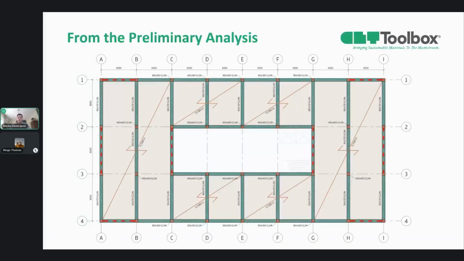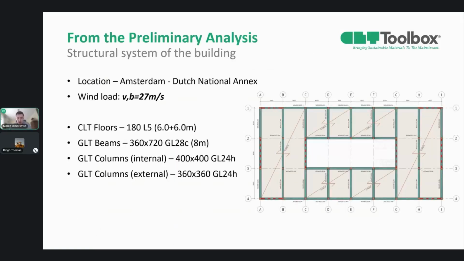At the beginning, let's take a look at what we had designed in the previous webinar. In the preliminary analysis, we designed typical CLT floors, GLT beams, and internal and external GLT columns. We got a 5-layer CLT floor from KLH. We got 360 by 720 GL24C typical beams, 400 by 400 GL24H for internal, and 360 by 360 GL24H for external columns. And the important inputs for the horizontal stability are also wind loads.